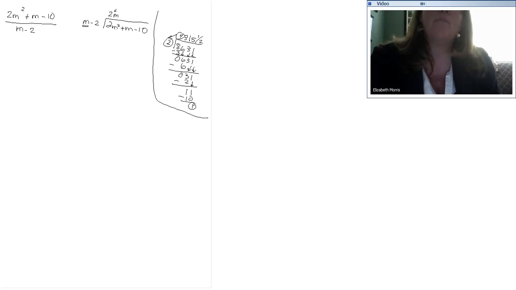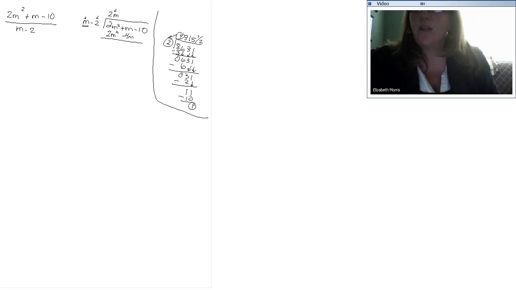times m is 2m squared, and 2m times negative 2 is negative 4m. Now, what's the next thing we do? We subtract. And subtract means to change the signs. Okay, and what do we get? 2m squared minus 2m squared is gone. 1m plus 4m is 5m, and I bring down the rest. And I start all over again.